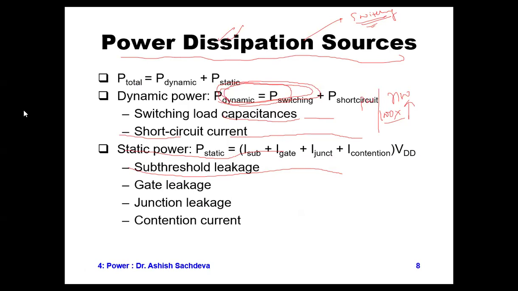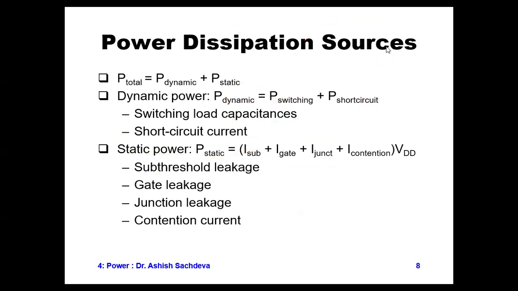Then there is power dissipation of sources. What is the total power dissipation? Total power dissipation is dynamic power plus static power. Dynamic power is the power of switching, meaning frequency, switching of load capacitances, and short circuit current. This is your dynamic power.